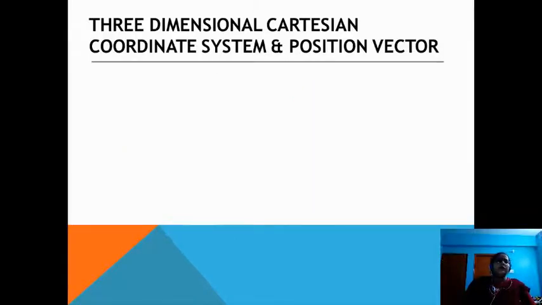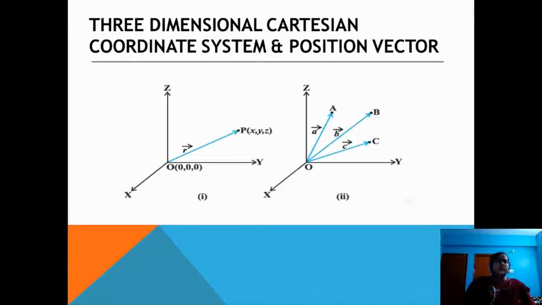So in a three-dimensional coordinate system, which you are acquainted with from your previous knowledge, we have three rectangular axes x, y and z. The three rectangular axes actually divide our three-dimensional space into 8 portions called 8 octants, and this is shown both in our figures 1 and 2.